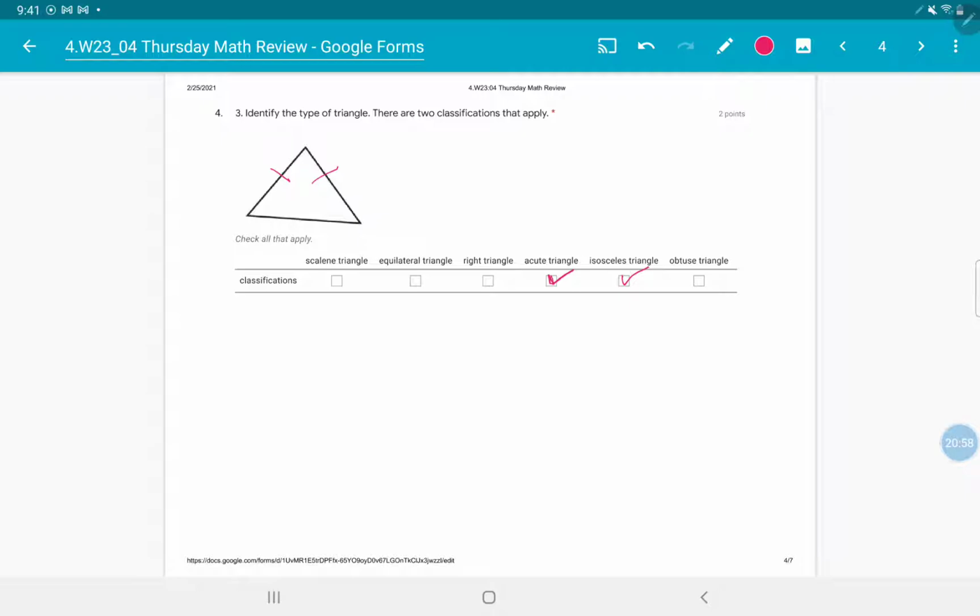I only got one part of the triangle's name on here. Okay, we'll fix it. So it should be an acute isosceles triangle. All right? I did the isosceles, but not the acute. So remember, if there are no obtuse angles, then it's an acute triangle. Because sometimes I forget. Okay, well, I'll fix it.